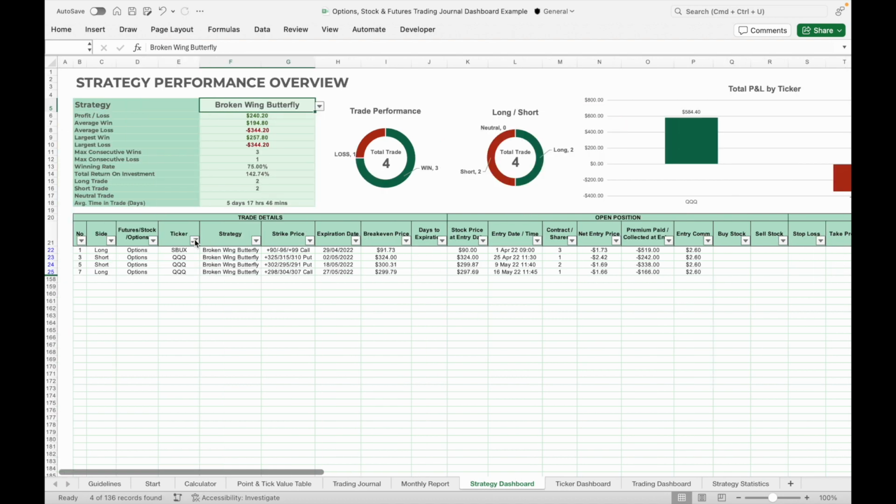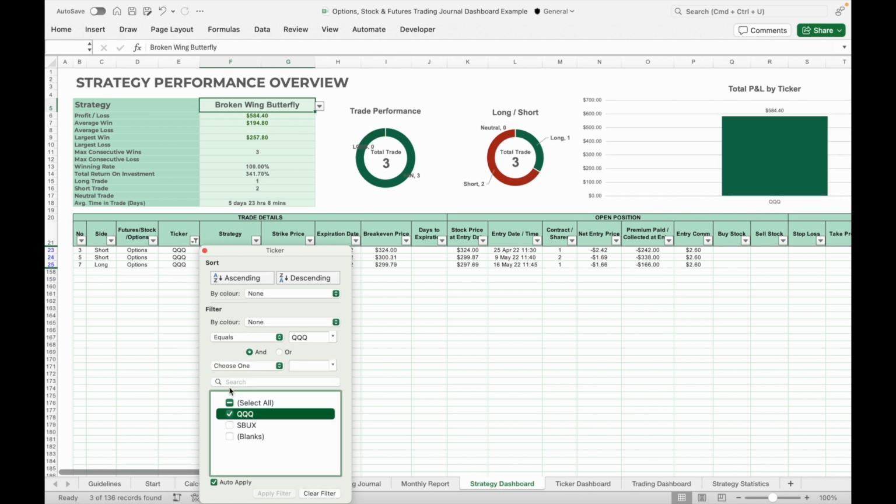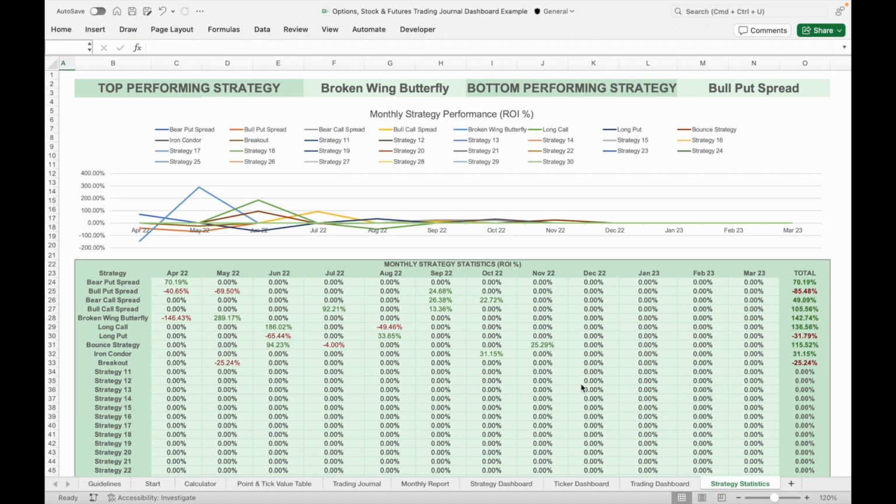If you want to check the statistic of a certain stock while using the selected strategy, simply click on the filter icon, uncheck all the tickers, and select the ticker you want to analyze. This will show the statistic for trading that specific stock or ticker using the selected strategy. Next, the strategy statistics section shows you the monthly total return on investment for each strategy, highlighting the best performing and worst performing strategy in terms of return on investment percentage.